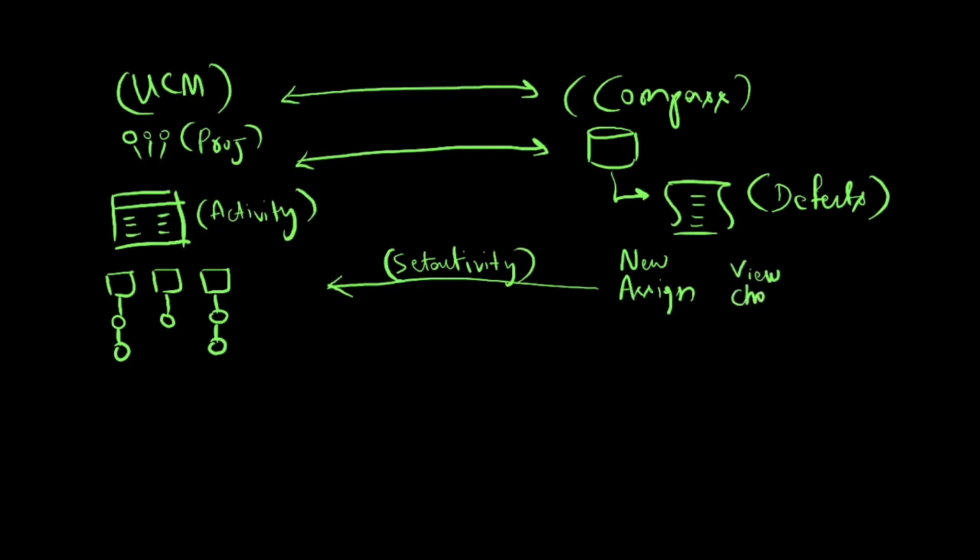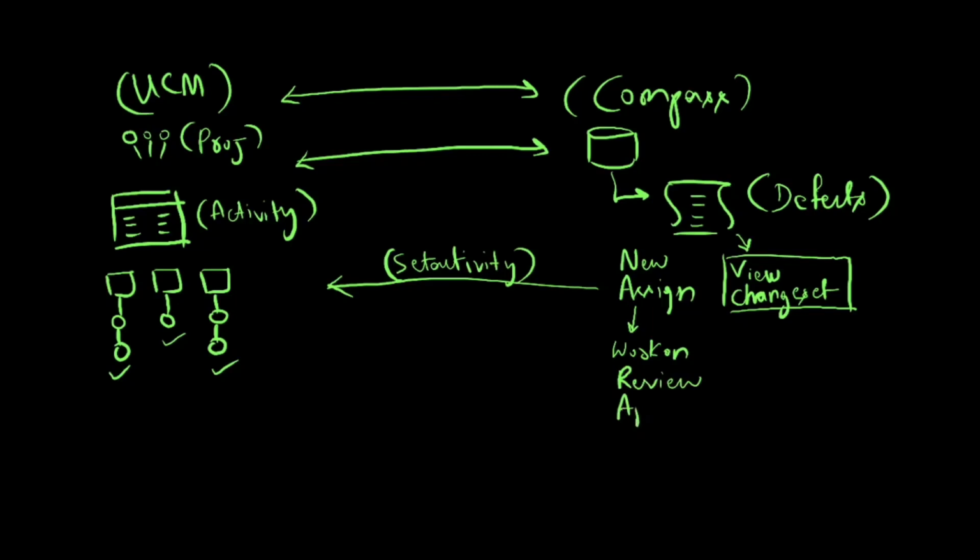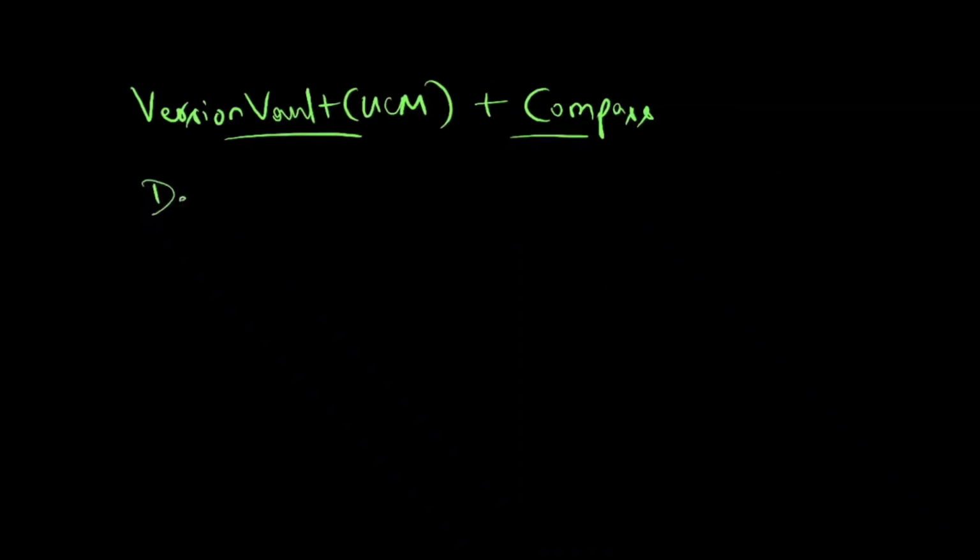And in our Compass record, we will have a tab called view change set, or a button. Once we click on this, it will fetch the details of the files and the versions that are changed, and it will show it in the Compass record. In this way, we will be able to track the changes and the life cycle of the activity that happens at the UCM project level. In the Compass end, as and when the activity status changes, the corresponding state change also happens in the Compass record.